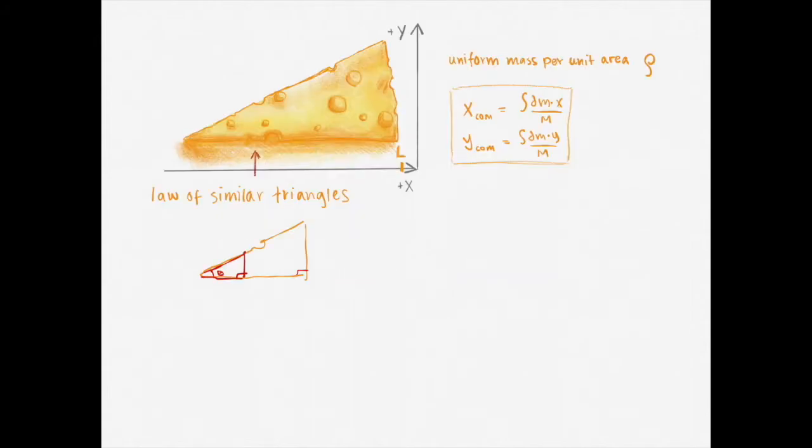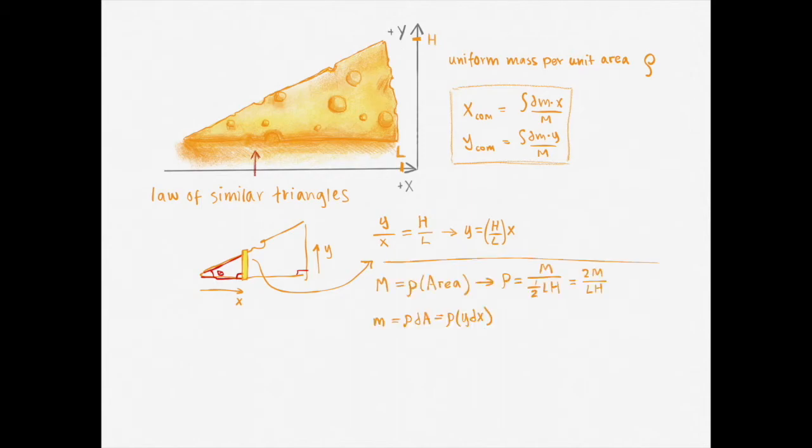I want to integrate thin vertical slices of cheese, and by the law of similar triangles, we know that for each triangle, x has a special relationship to y. By the law of similar triangles, y over x is always equal to h over L, where h is the total height of the cheese and L is the total length of the cheese. So we can rewrite that into y is equal to h over L times x, and the total mass of the cheese is M. The total mass must be equal to rho times the total area, which is equal to half of L times h. Then rho is equal to M over 1/2 L times h, or 2M over Lh.